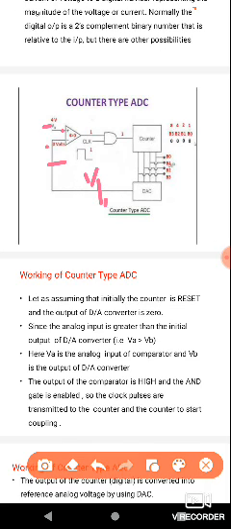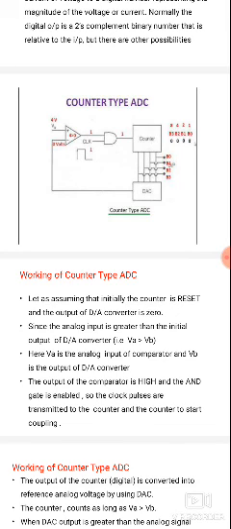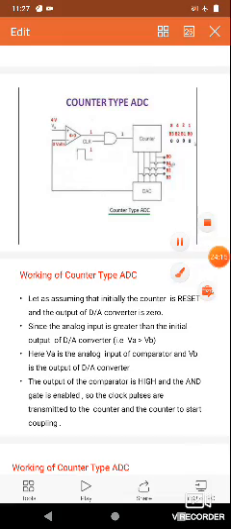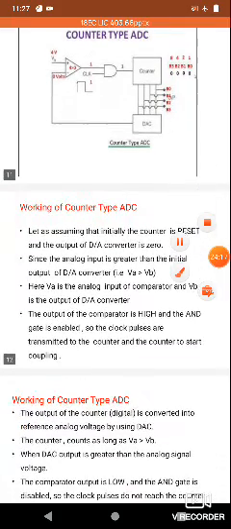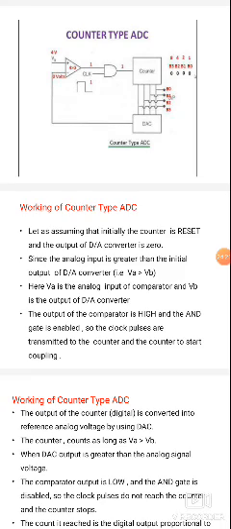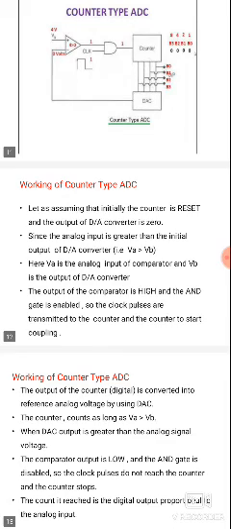The analog input voltage is VA. So VA is greater than VB, where VB is the digital to analog converter output value. The DAC output is less than the analog input. Here VA is the analog input of the comparator, and VB is the output of the digital to analog converter. Next, the output of the comparator is high and the AND gate is enabled.